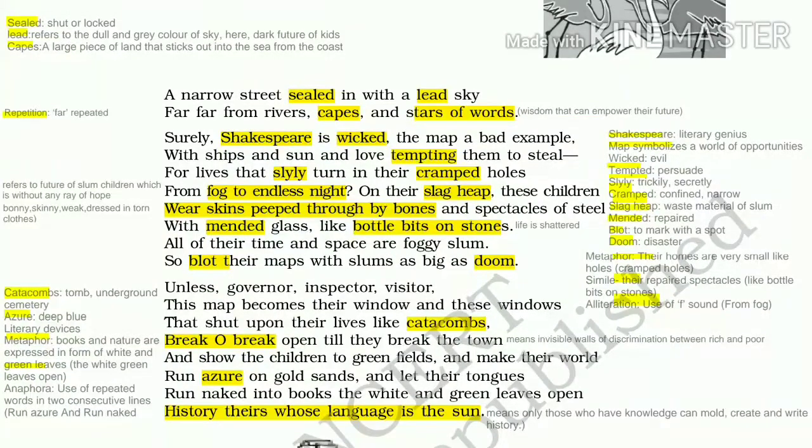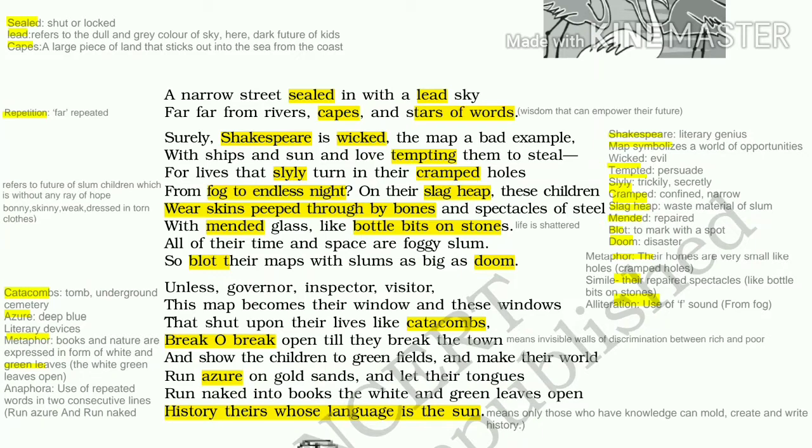And it says that a narrow street sealed in with a lead sky. A narrow street means they live in narrow lanes which is sealed in, which is shut, or which is locked with a lead sky. Lead here refers to the dull and grey color of the sky, but for the poem it means the dark future of kids. So what the poet wants to say here is that this lead sky, which is black or dull gray, is symbolic of absence of hope. And this lead sky, which is polluted with toxics and smog, obstructs the aspirations, the dreams of slum children.